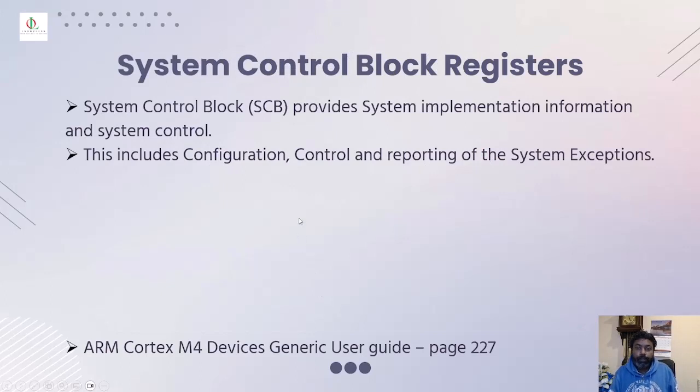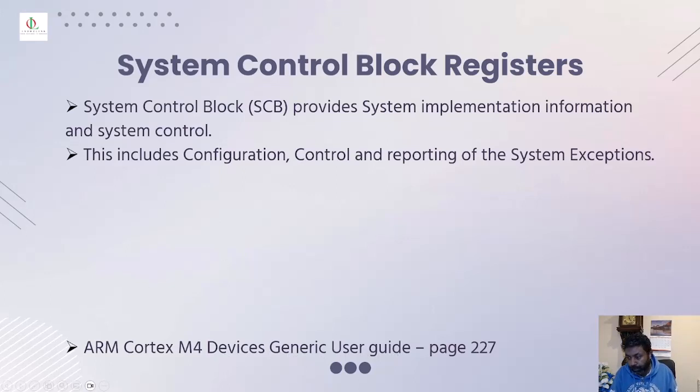The system control block registers, SCB, provide system implementation information and system control. This includes the configuration of each and every type and the control and the reporting of the system exceptions. You can see this in the generic M4 devices generic guide on page 227.